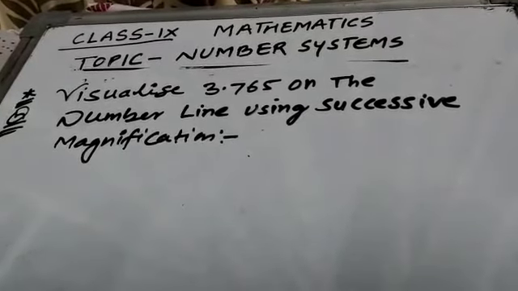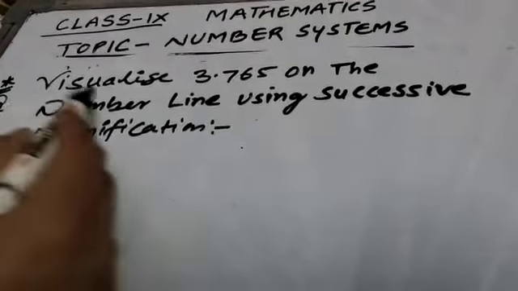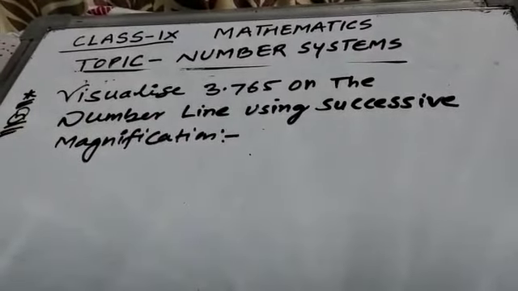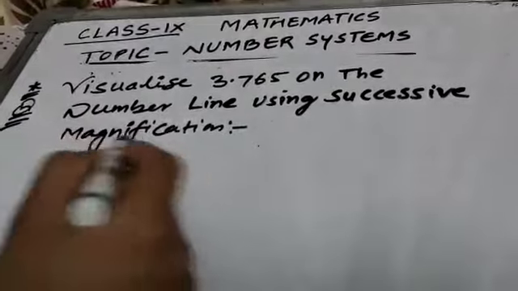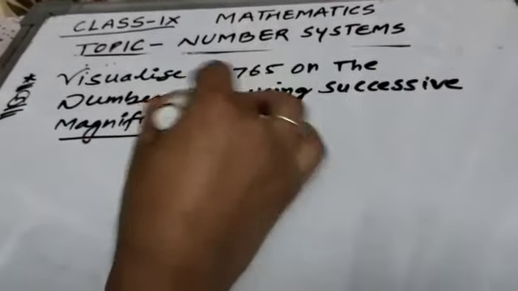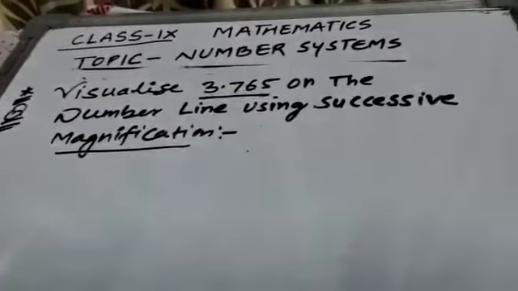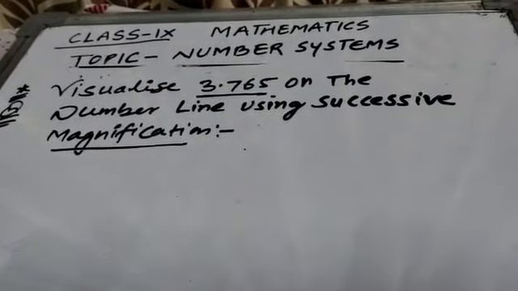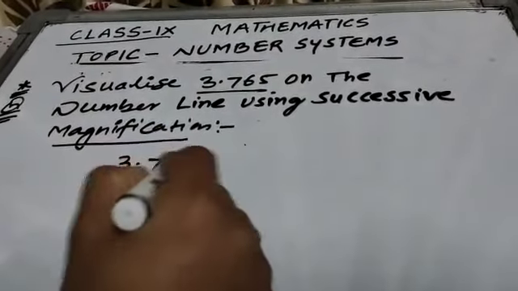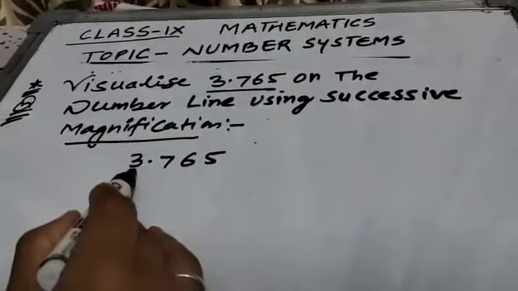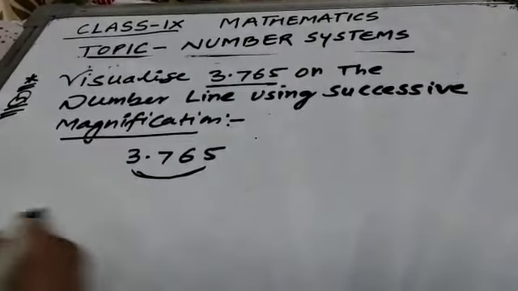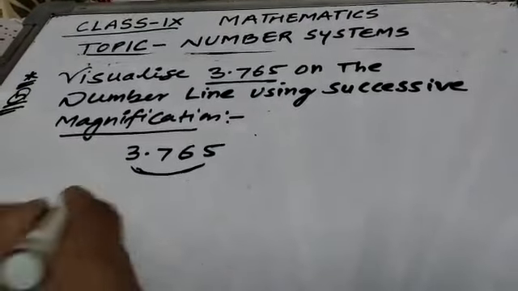Student, now we will cover one more topic: visualizing numbers on the number line using successive magnification. You have one question from NCERT. You will visualize 3.765 on the number line. You can see 3.765 will lie between 3 and 4. First of all, we will locate 3 and 4 on the number line.